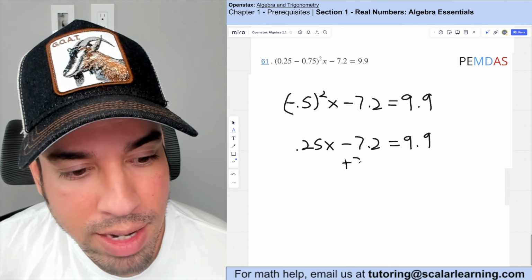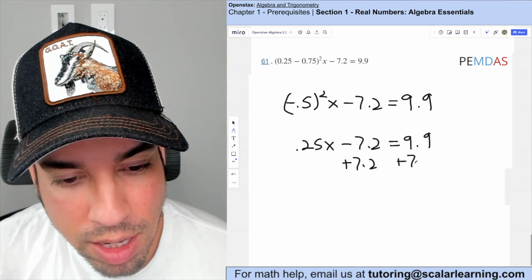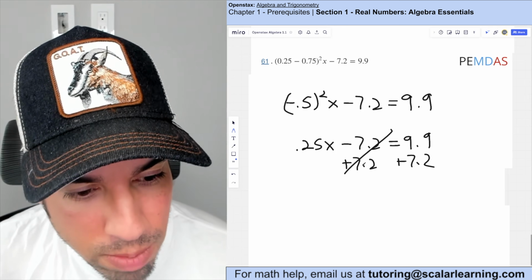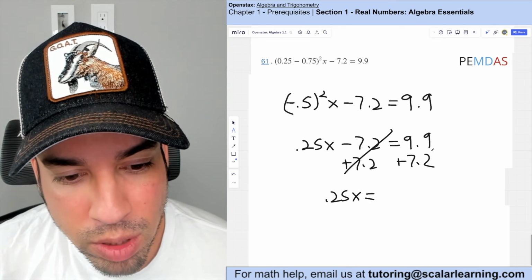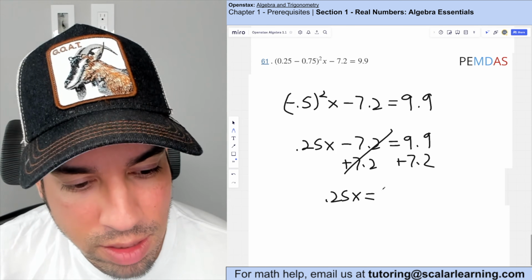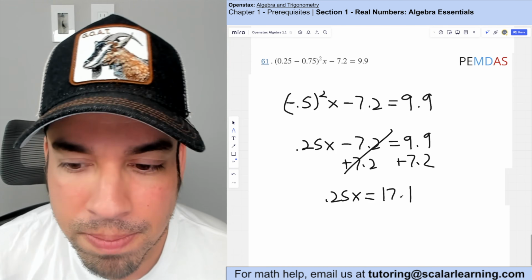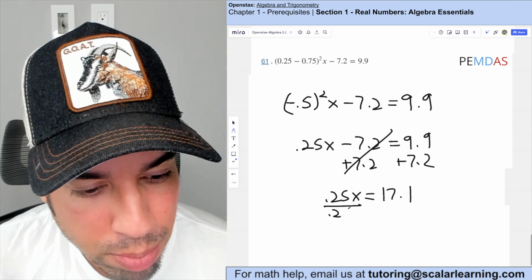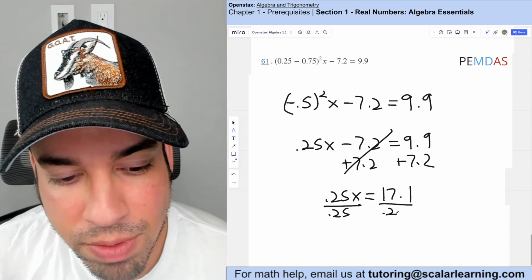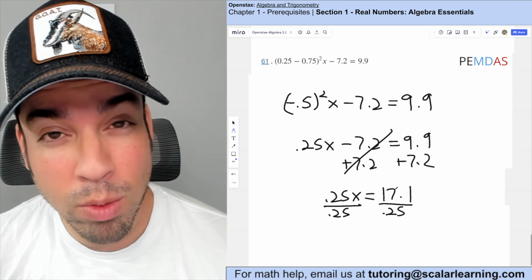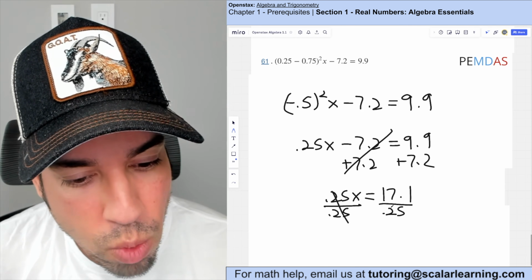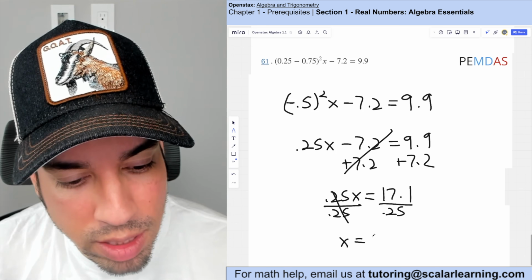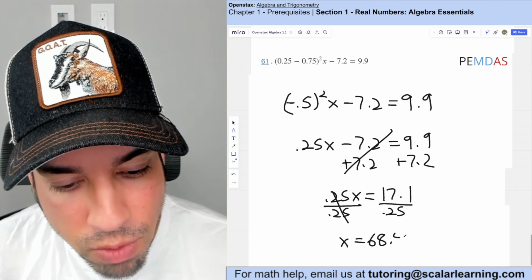Then I'm going to add 7.2 to both sides. That's going to get rid of it. On this side, we're combining a positive with its opposite, so that's out. Then I've got 9.9 plus 7.2 is 17.1. Last but not least, I'm going to divide both sides by 0.25. And by the way, when you divide by 0.25, it's like dividing by 1/4, which is the same as multiplying by 4. So 4 times 17.1 is actually 68.4.